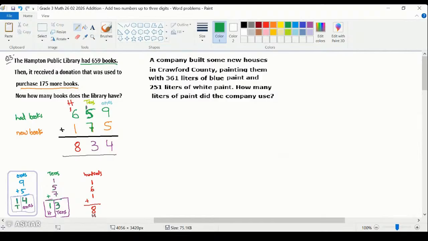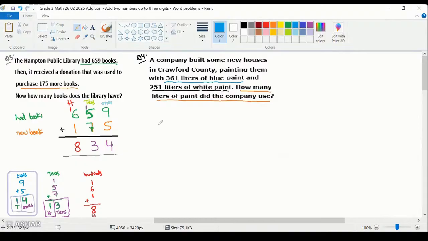Hi, Rebecca. Yes, thank you, Precious. 6 plus 7 would always be 13. So let's try question number 4. They're saying how much? 361 liters of blue paint, and they used 251 liters of white paint. We need to find how many liters of paint did the company use altogether.